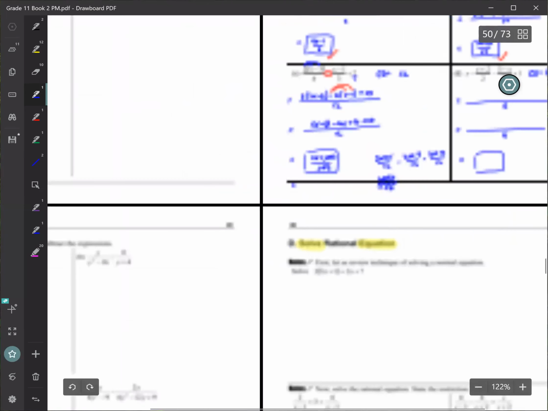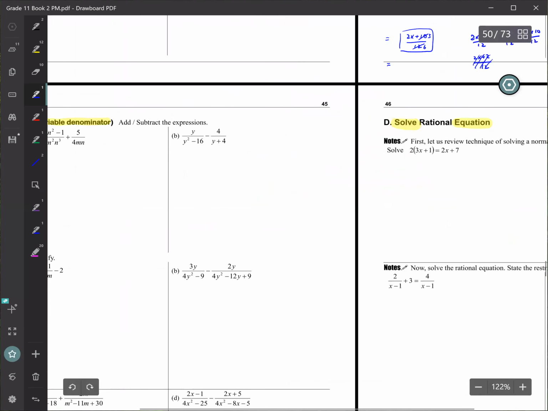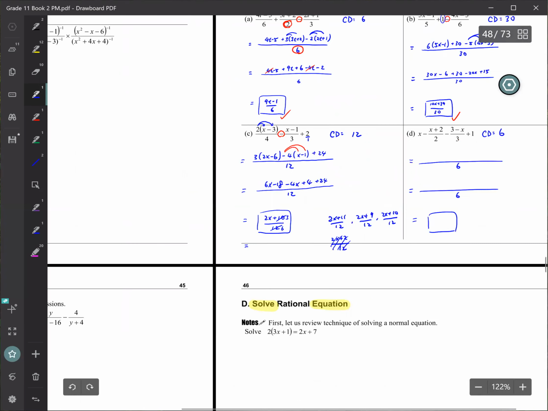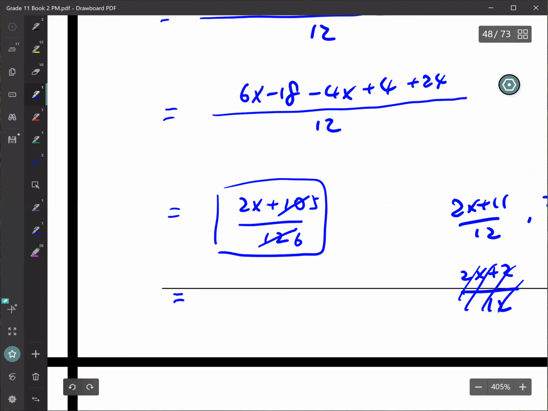This is a very common mistake that keeps happening in the homework as well. So over here, the 10 cannot cancel with the 12, because the 10 is attached to the 2x. So how do we simplify properly? Do we take out 2 from 2x and 10? Yeah, so we need to factor first. Just remember that you need to factor the GCF out.